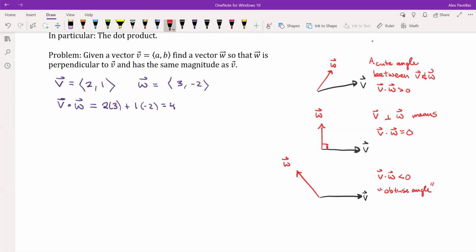So we have this problem using the dot product, which is basically: given a vector (a, b), we want to find another vector, w, so that w is perpendicular to v and it has the same magnitude as v. So, let's see here. First of all, what's the magnitude of a vector?